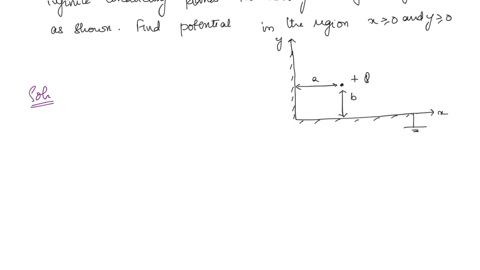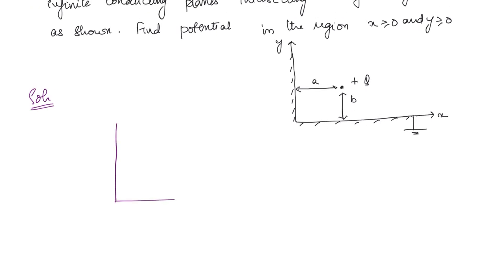Okay, so we will just redraw these conducting planes. Here there will be plus q and this distance is given as a, and here the distance is b. Okay, and this is grounded. Now instead of these conducting planes, we are going to replace them by equipotential surfaces. So this is an equipotential surface, and what will be the voltage? It is going to be 0. Why? Because it is grounded.